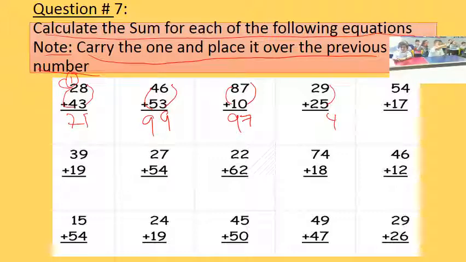9, 10, 11, 12, 13, 14. 4 here, and we carry the 1. We put it over the 2. 1 plus 2. 3 plus 2. 3 in your head. 3, 4, 5. What is the answer? 54.